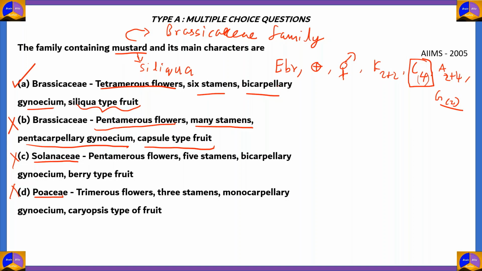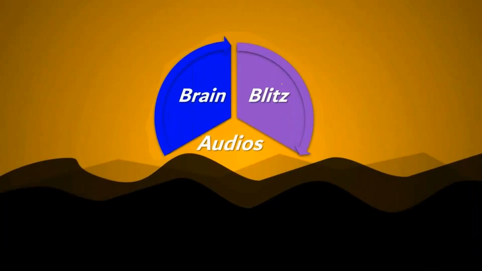So this is the final question for this episode. And thereby we've completed a part of the chapter Morphology of Flowering Plants. So this episode is over.